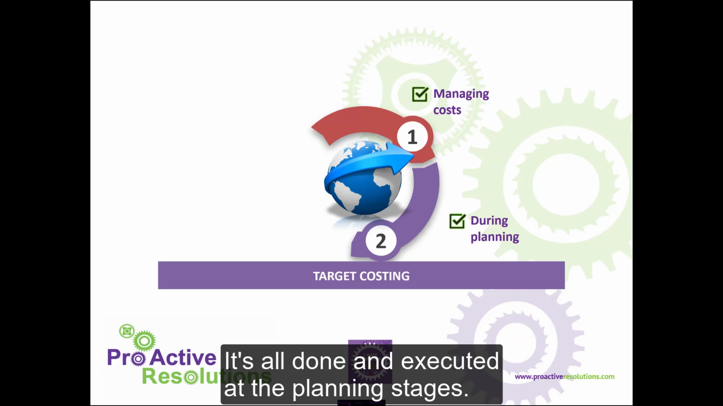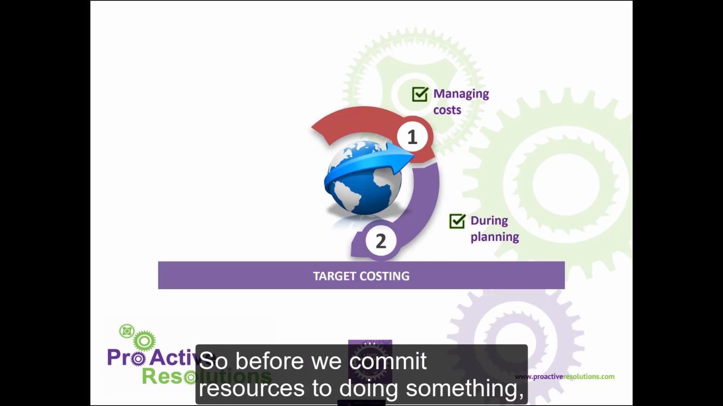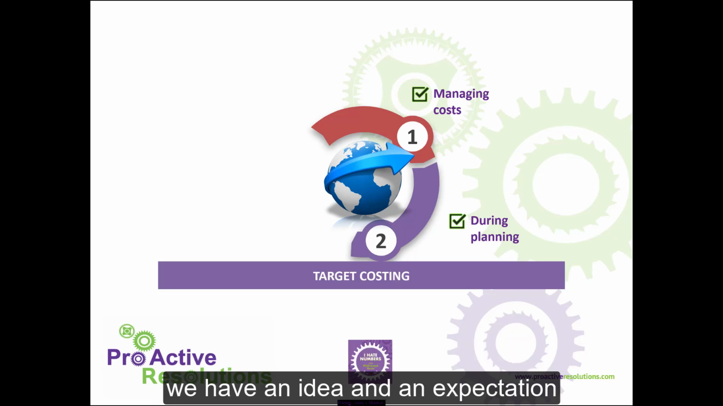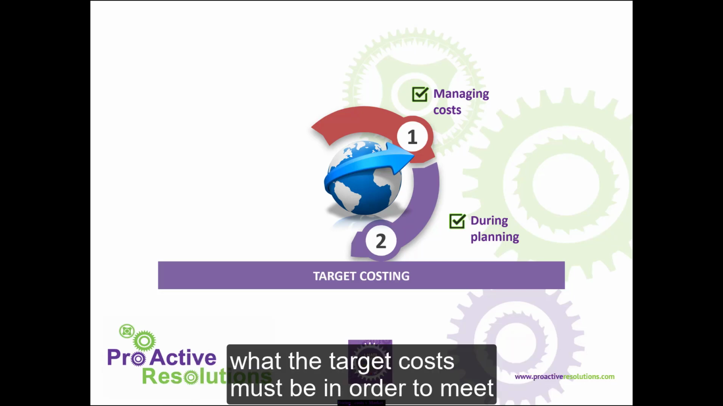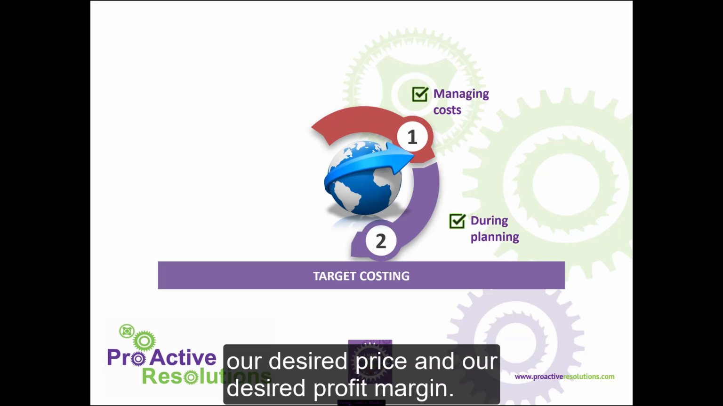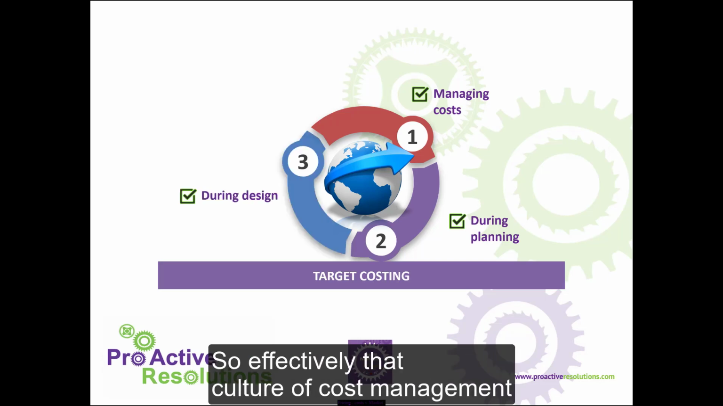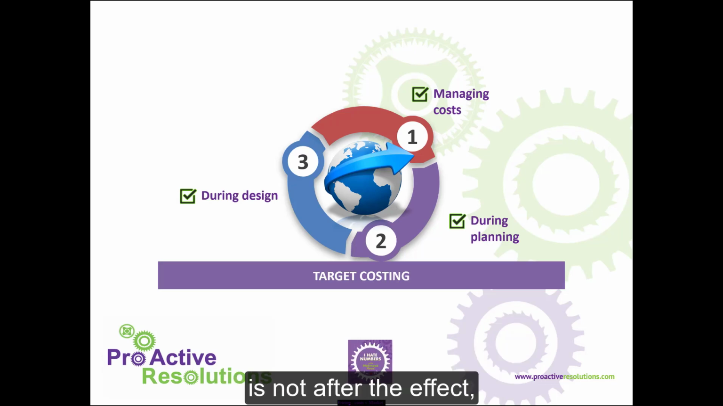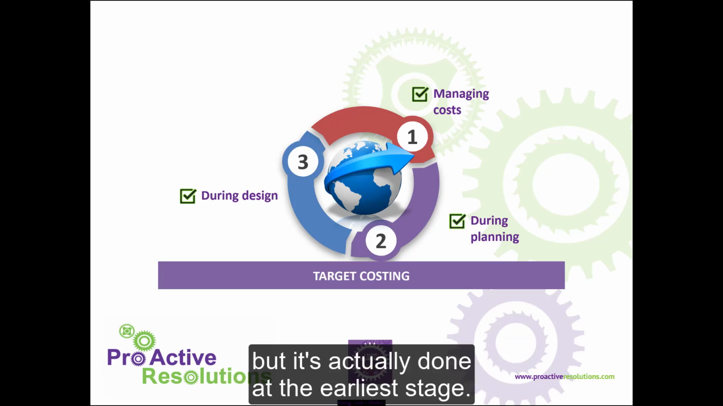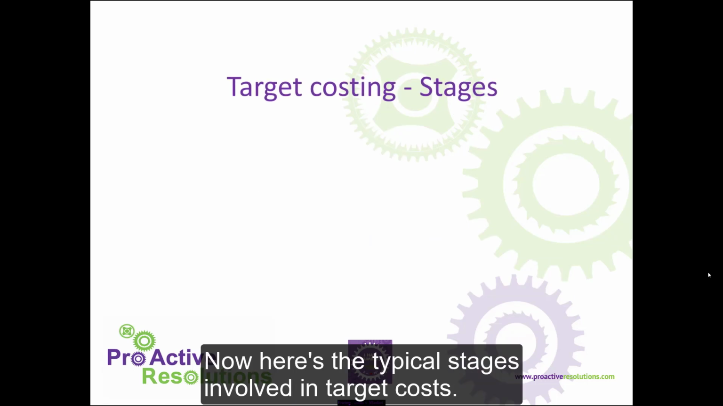It's all done and executed at the planning stages. So before we commit resources to doing something, we have an idea and an expectation what the target costs must be in order to meet our desired price and our desired profit margin. So effectively that culture of cost management is not after the effect, but it's actually done at the earlier stage. Now here's the typical stages involved in target cost.